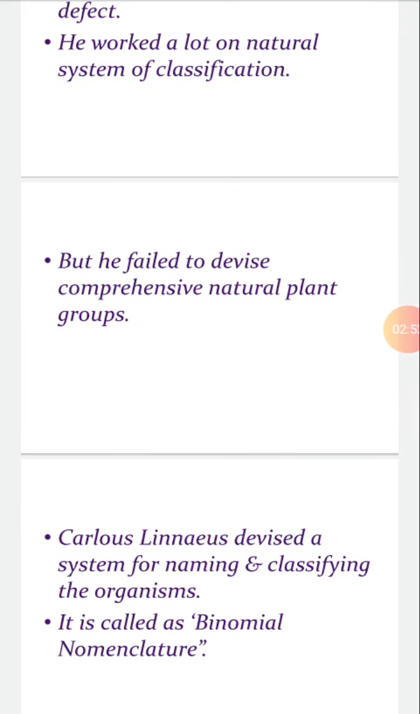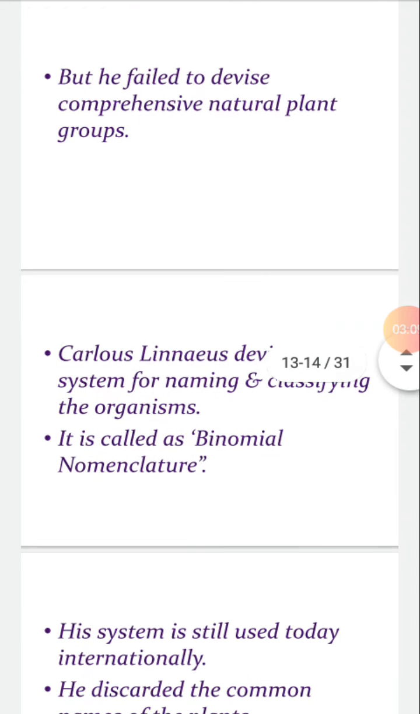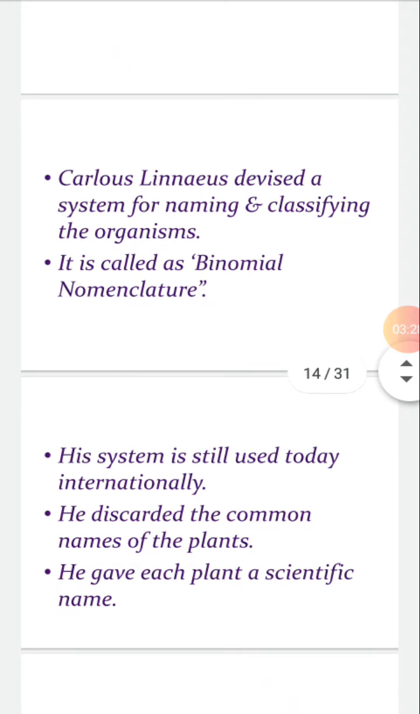Carl Linnaeus devised a system for naming and classifying the organisms. This system is familiar and is known as binomial nomenclature. Bi means two, nomial means names. That is a scientific name consisting of two parts. Carl Linnaeus' system is still used today internationally. He rejected the common names of plants because common names are so many and they create confusion among the botanists. He gave each plant a specific scientific name.